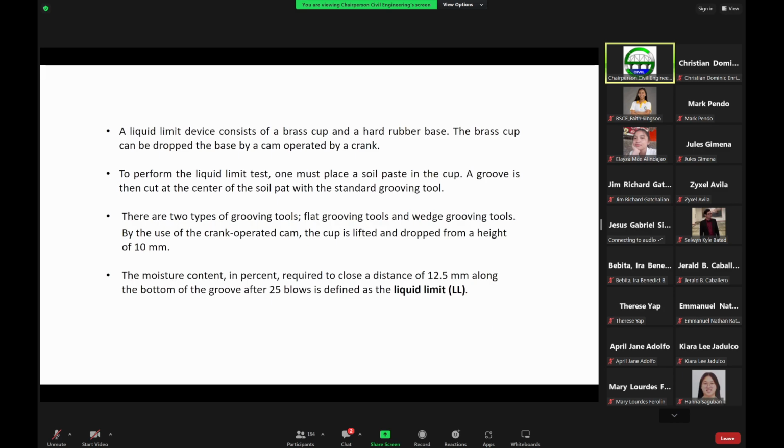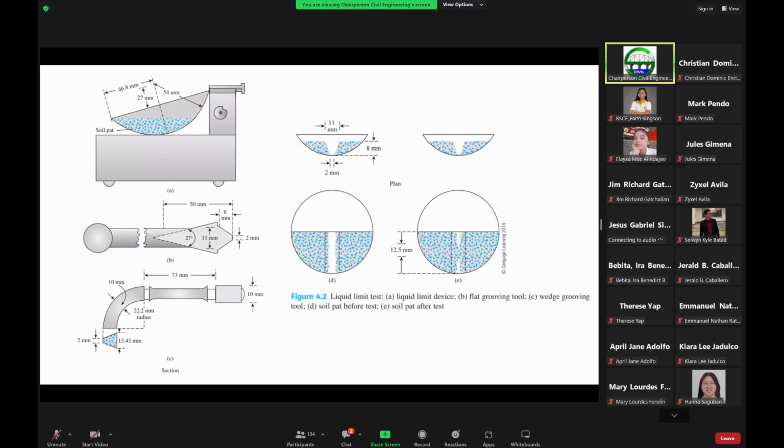So this is now a picture of this liquid limit test. Okay. So this one here is what you call your liquid limit device. Then this one here is a flat grooving tool. And this one here is a wedge grooving tool. Needed to slice the soil material.